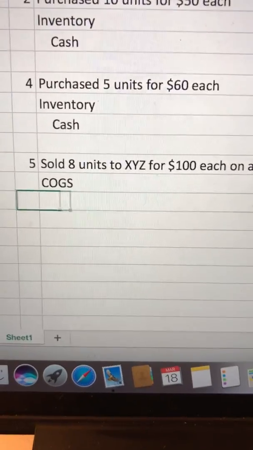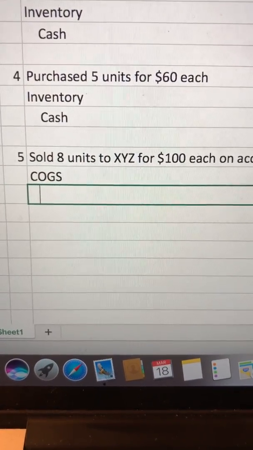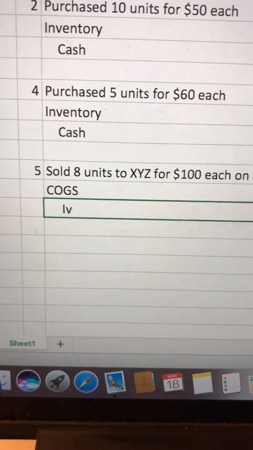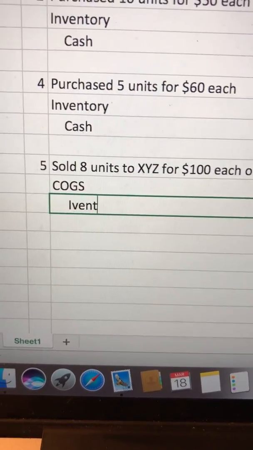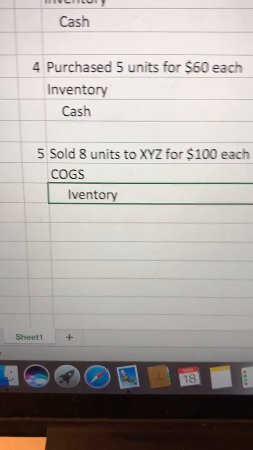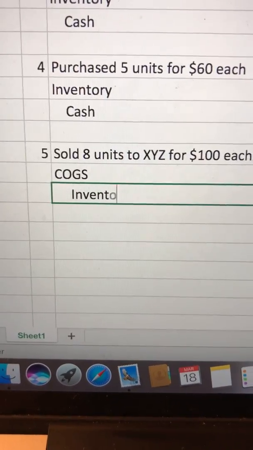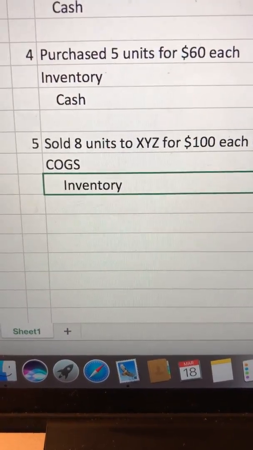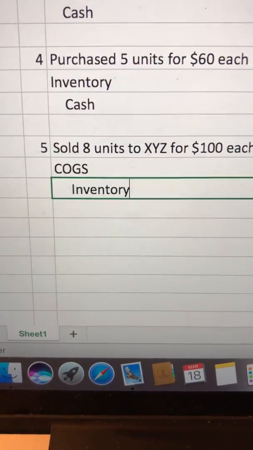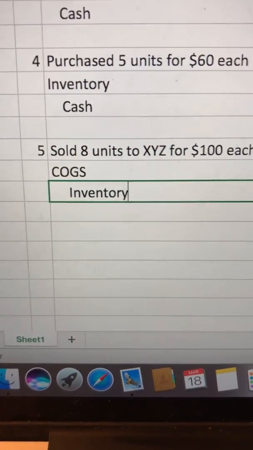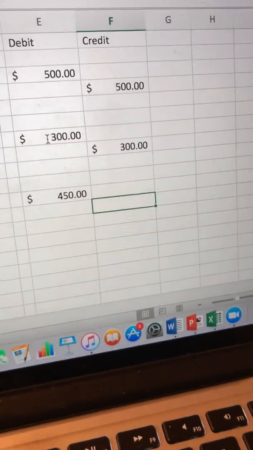And then the credit will always be to inventory. Again, when you're selling inventory, two transactions. Let me spell inventory right. It's always going to be the expense side and the revenue side. The expense will always be a debit to cost of goods sold, a credit to inventory, and the amount is based off of how you track your inventory.